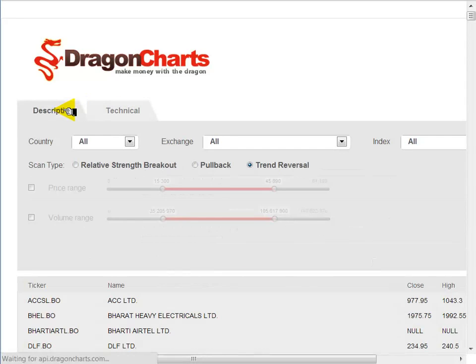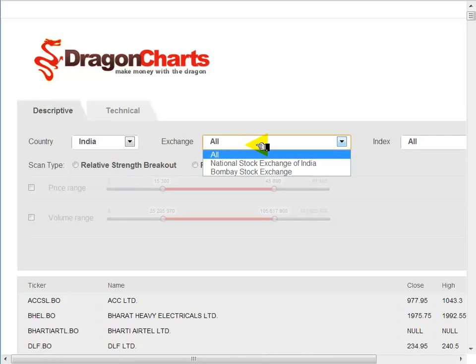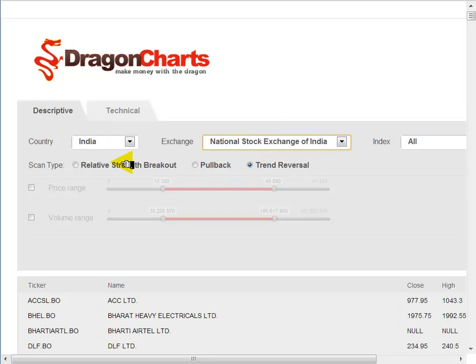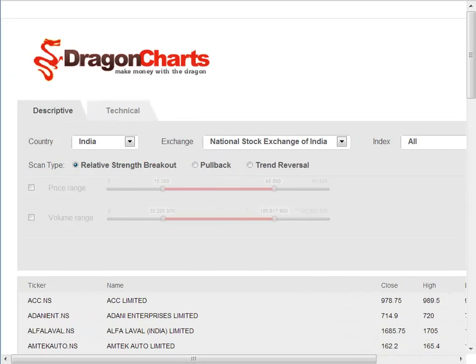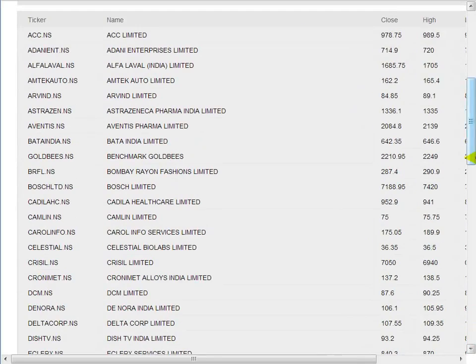Here we have several different ways to scan. Since we're talking about India tonight, we'll go to India, and then we select the exchange, either the National Stock Exchange or the Bombay Stock Exchange, for example. Let's say we want to pick the National Stock Exchange, and let's say we want to find stocks that have the most relative strength. That means stocks that have broken out of a base of consolidation and are showing relative strength to the broad market. Then we simply hit the button that says Scan Now, and we get a list of all the stocks that meet our criteria.